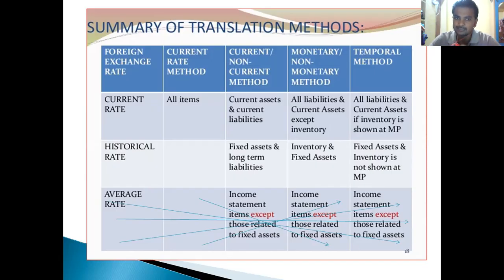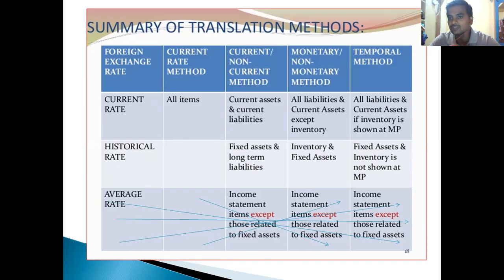So here, all the liabilities in the balance sheet plus only current assets except inventory, those items should be converted at a current rate. So all the items on the liability side plus all the current assets except inventories should be converted at a current rate. In case of all the fixed assets and inventory, these items should be converted at a historical rate.